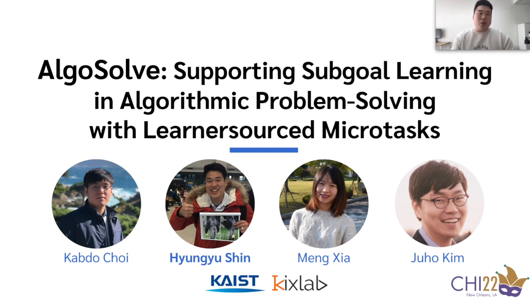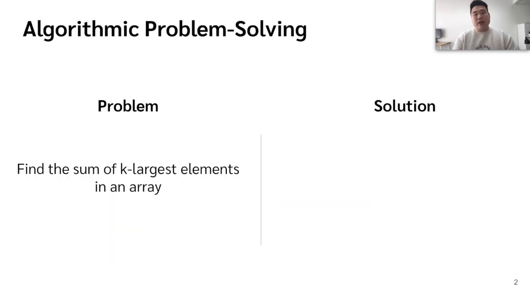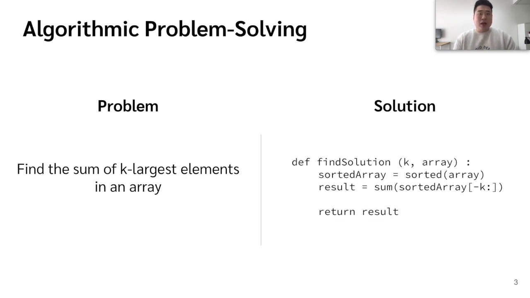I'm going to present our work, AlgoSolve: supporting subgoal learning in algorithmic problem solving with learner-sourced microtasks. So, what is algorithmic problem solving? On the left-hand side, we have an example of a problem: find the sum of k largest elements in an array. Then our task is to write an algorithm that solves the problem, like this. Here we have code that returns the sum of the k largest elements in an array. Basically, we need to write this kind of code that solves the problem.